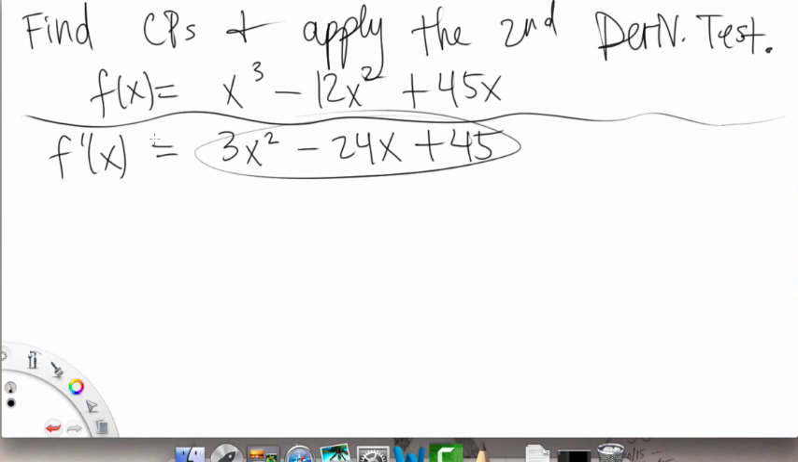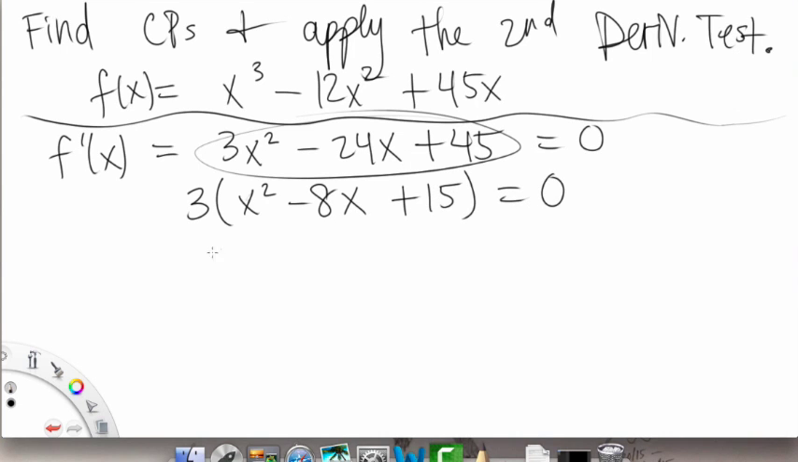So what we're going to do is set it equal to 0. So that's going to equal 0, and we can factor things out. So we have 3 times x squared minus 8x plus 15 equal to 0. So then we have 3 times (x minus 5) and (x minus 3). Okay, that works. And then equals 0.